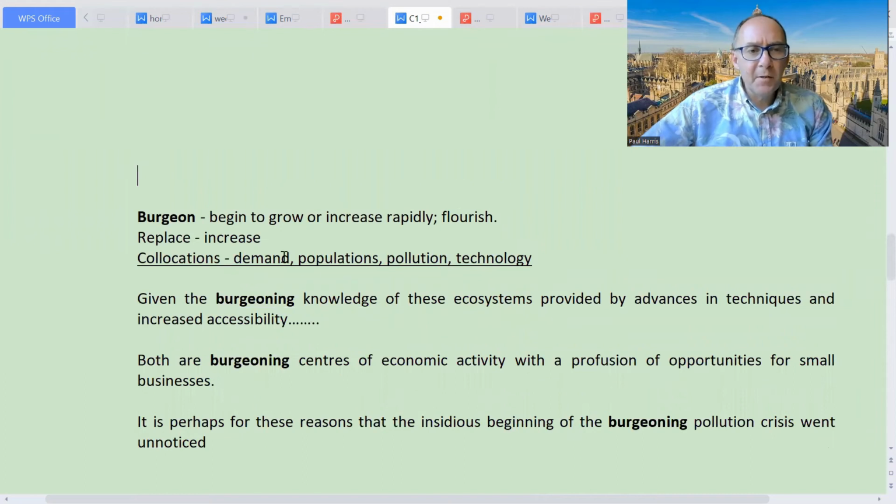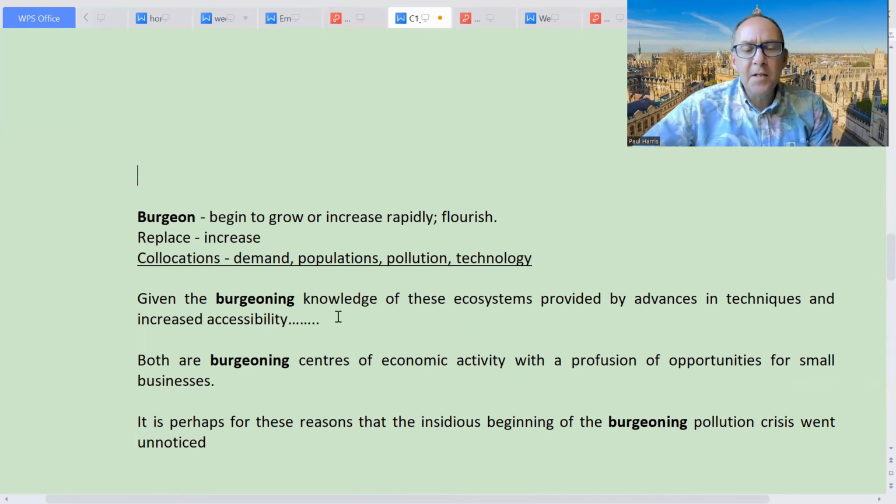Okay, the next word here is to burgeon, and it basically gives the idea to begin to grow or increase rapidly. Flourish could be a synonym as well. And it's going to replace to increase, okay? So collocations could well be demand, burgeoning demand, populations, pollution, technology. The words we've got here are not necessarily verbs, but more adjectives, okay? But again, we can see here how they're used.